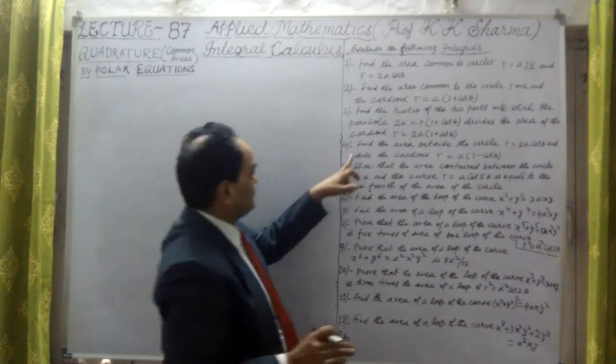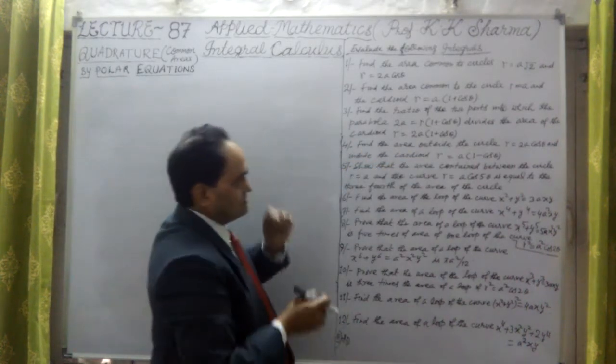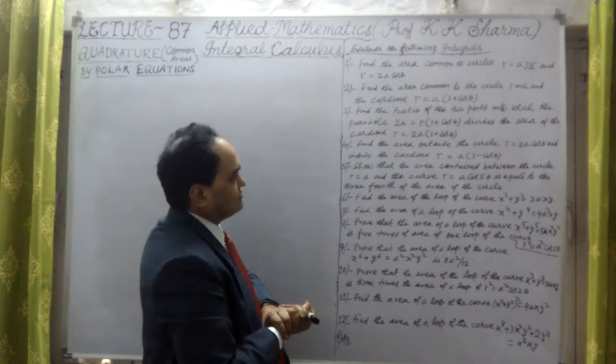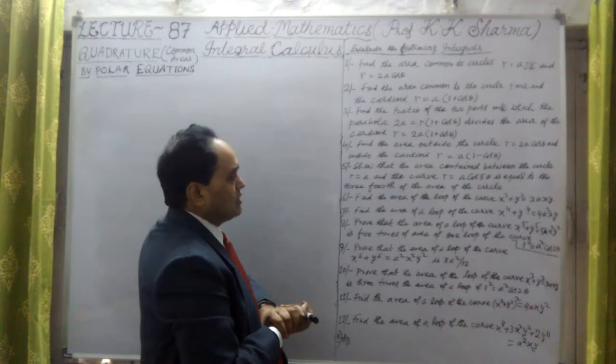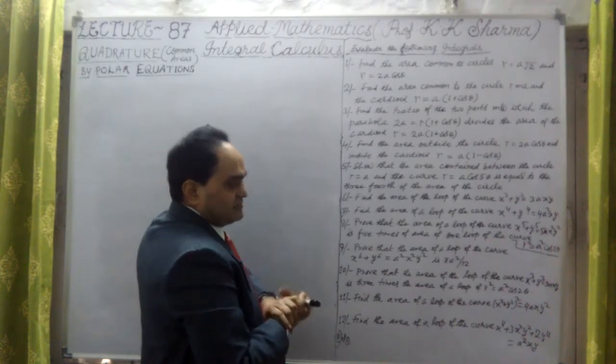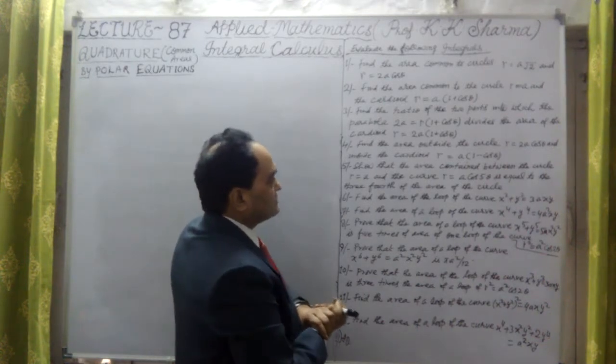Okay, so question 4 says, find the area outside the circle r equal to 2a cos theta and inside the cardioid r equal to a into 1 minus cos theta. No problem. Let us talk about that.